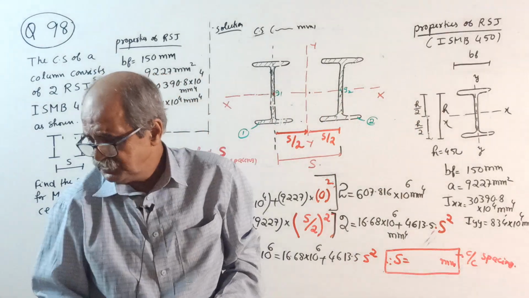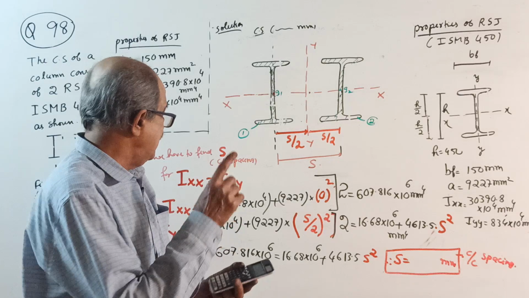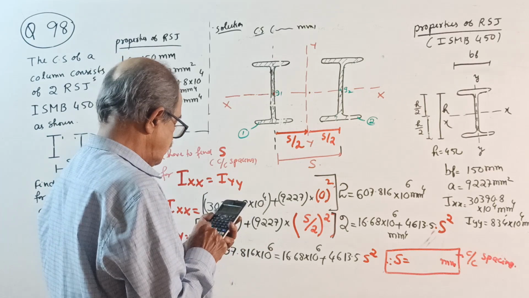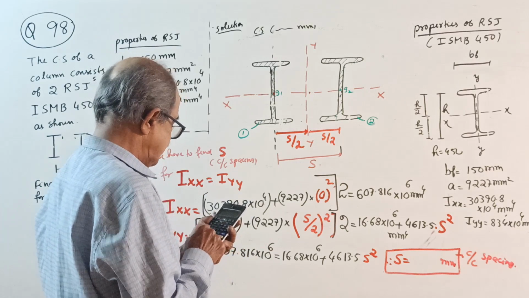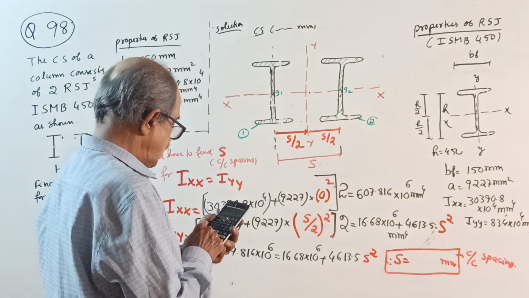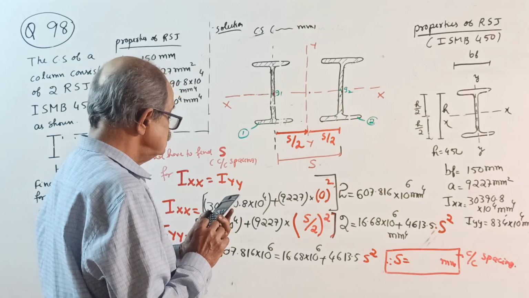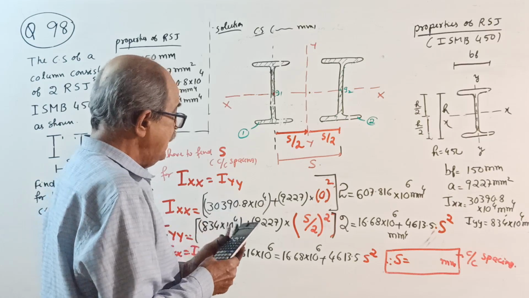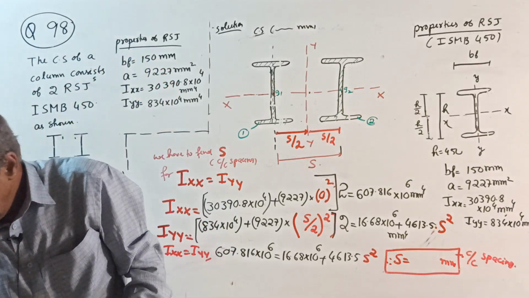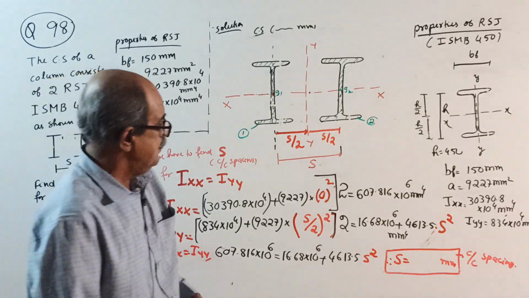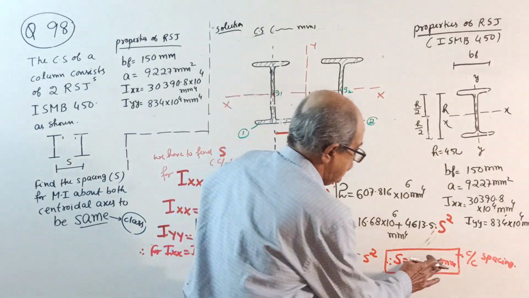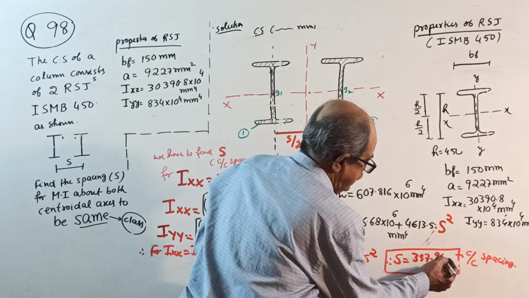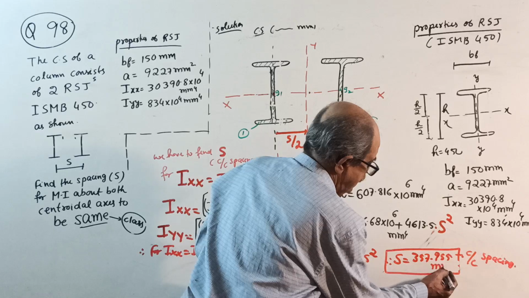Calculate the value and close this question. That's all. 607.816 into 10 to the power 6 minus 16.68 into 10 to the power 6, divided by 4613.5. Whatever I got, take square root. Root answer 357.955. 357.955 millimeter is the answer.